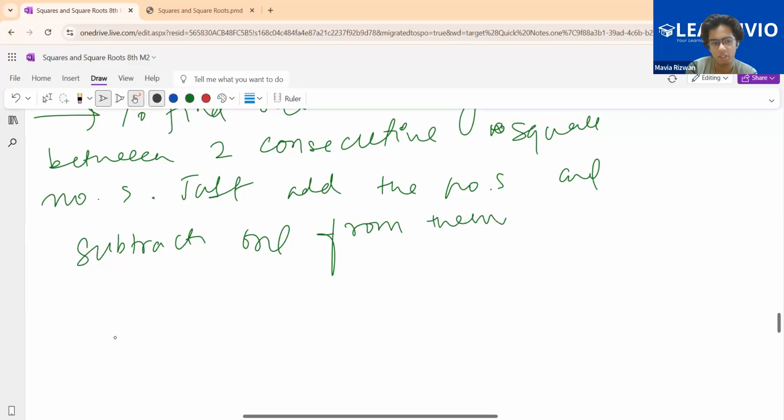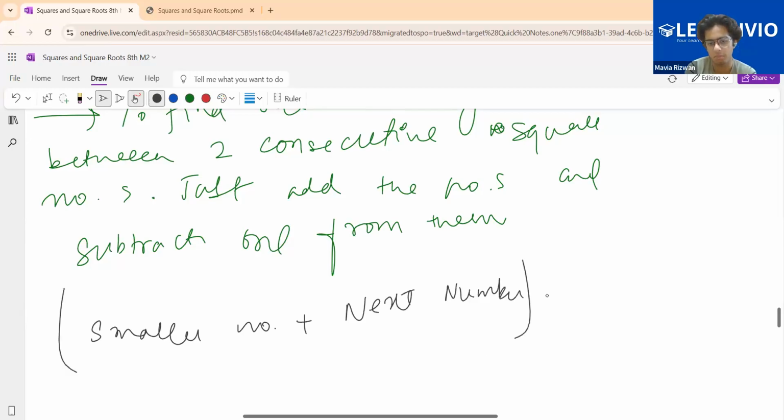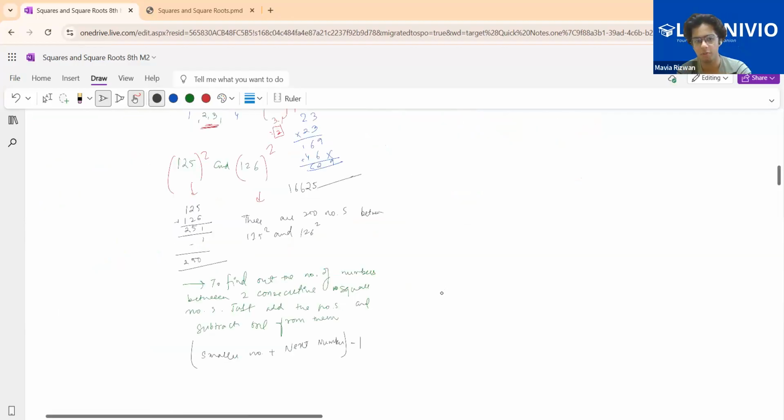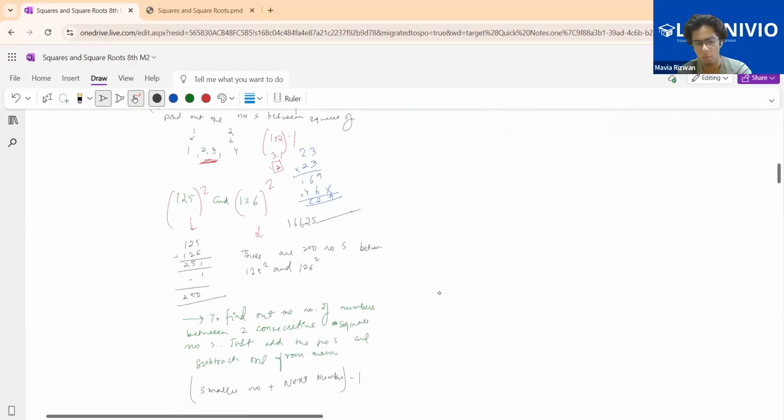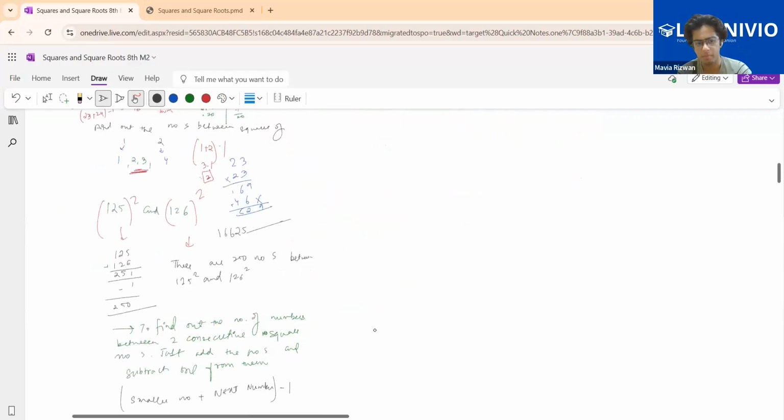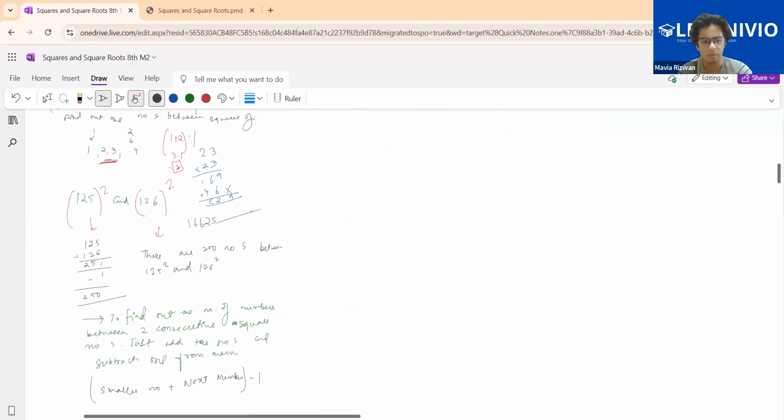I'll also write it in a formula way. That is, the smaller number plus the next number minus 1 would give the total number of numbers between them. So is this clear to all of you now? I want you to write this down. Please write this down, both of you.